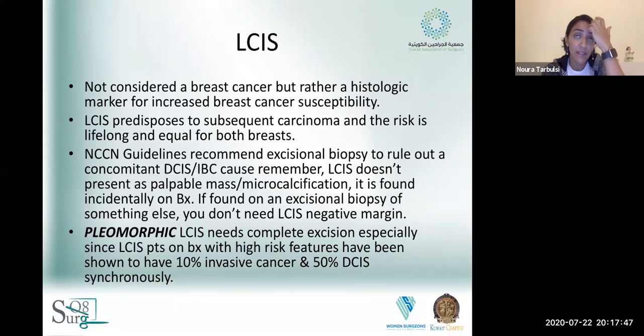For LCIS, if you take any lesion and there is LCIS in the margin, there is no need to go back, because as I told you, LCIS does not progress locally into malignancy. It's just a marker of high risk. One specific subtype of lobular carcinoma in situ is pleomorphic lobular carcinoma in situ. It needs complete excision to negative margin because it mimics DCIS, and there is a higher chance of finding DCIS or invasive cancer when you see the word pleomorphic LCIS.